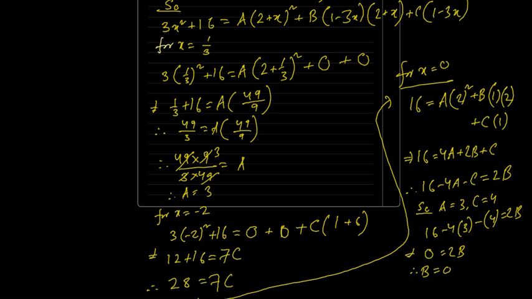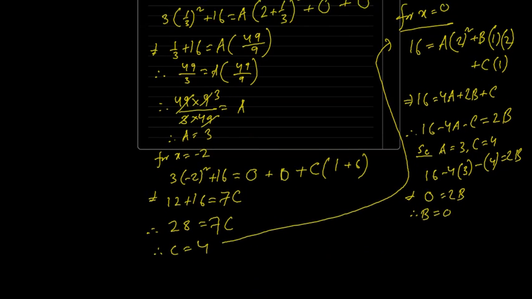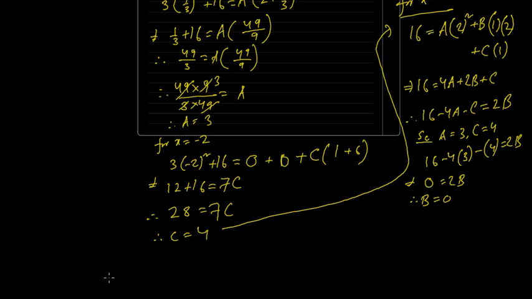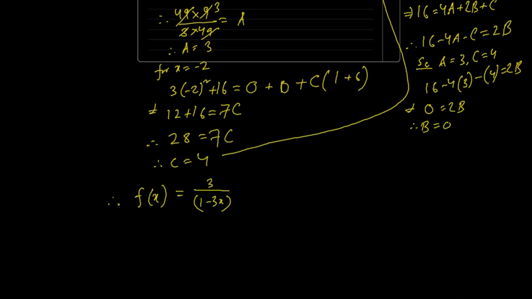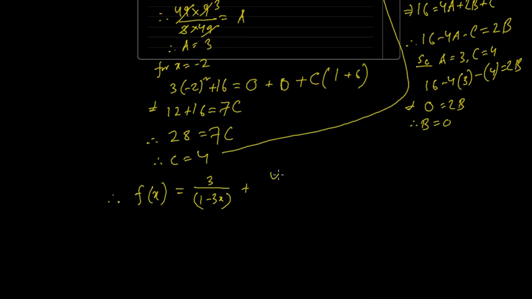Let's get back and write the whole expression. Therefore let me call this f(x). f(x) equals A by 1 minus 3x, so 3 by 1 minus 3x, plus B is 0, plus C by (2 plus x) whole squared, so 4 by (2 plus x) whole squared. That's the expression.